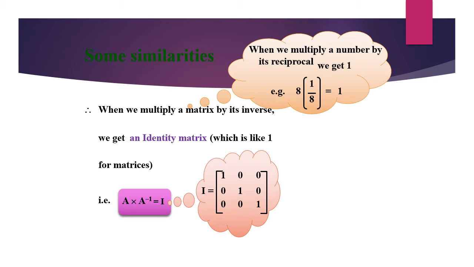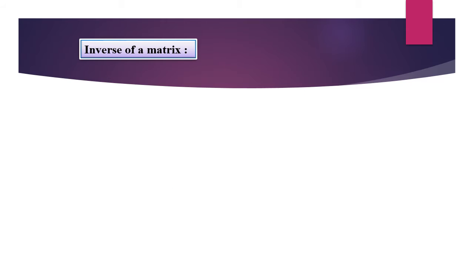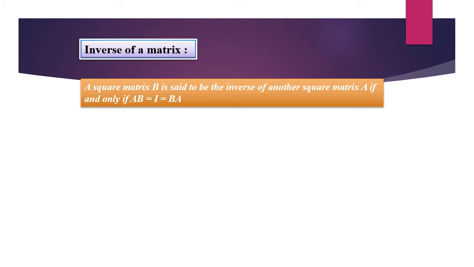So where this I, you all know, if the order of A is 2 cross 2, we consider I equal to 1 0 0 1, and if the order of A is 3 cross 3, we consider I is equal to 1 0 0, 0 1 0, 0 0 1. Next, we will define the inverse of a matrix.